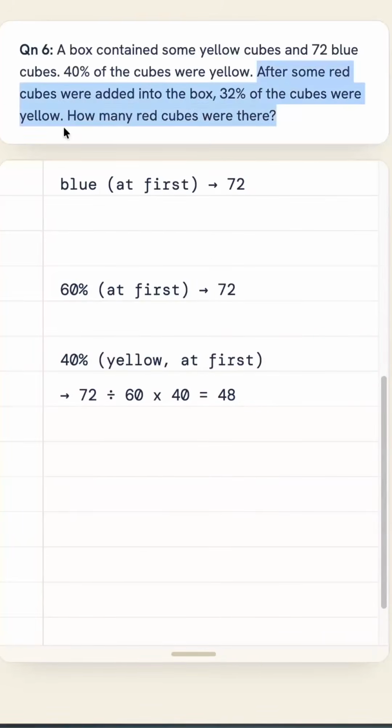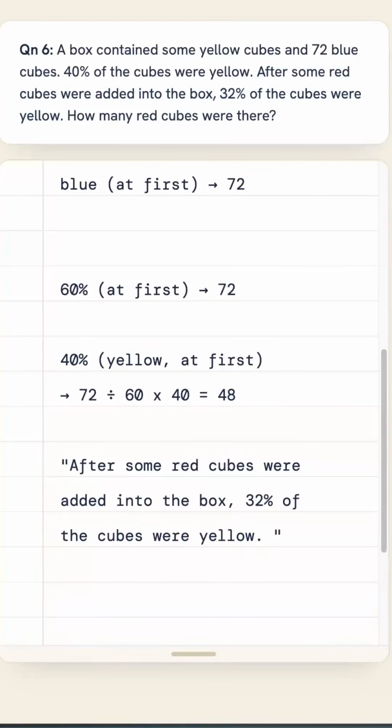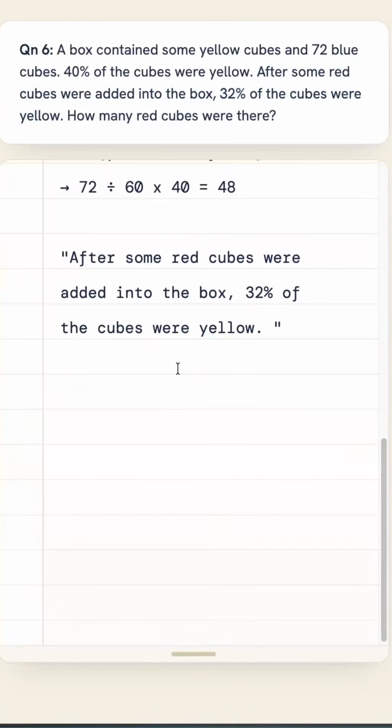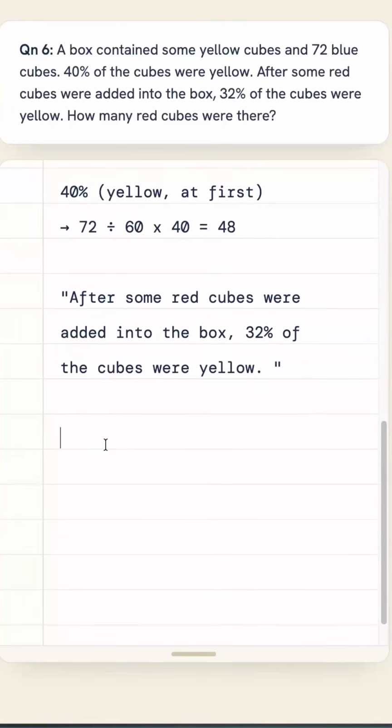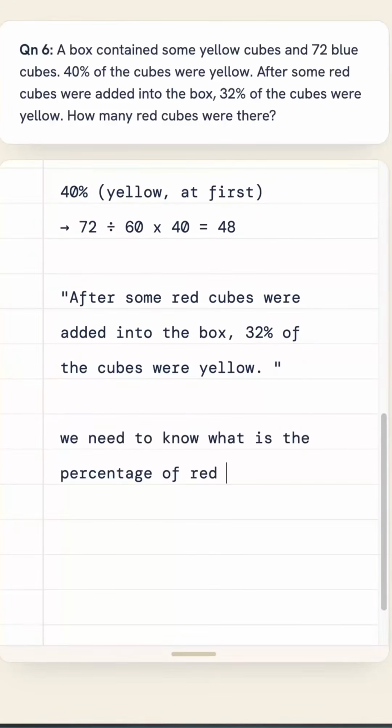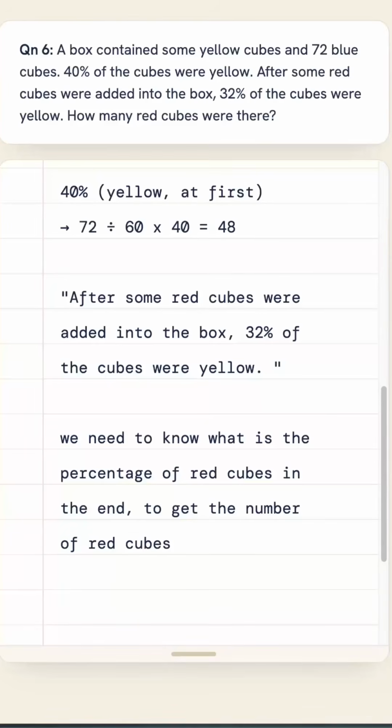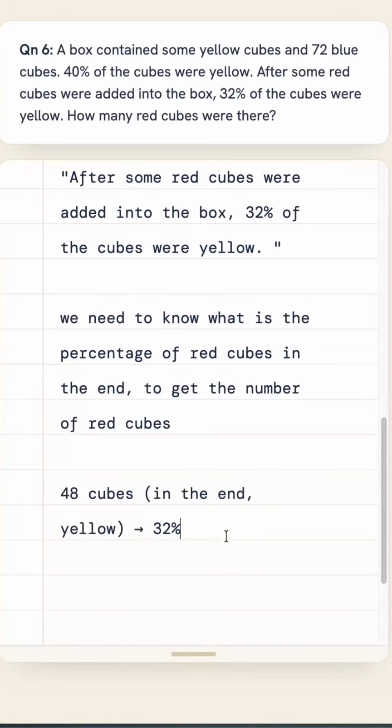Then on the next statement, after some cubes were added into the box, 32% of cubes were yellow. So from there, we actually need to know the percentage of red cubes in the end to get the number of red cubes. So from this statement, we know that 48 cubes, which is yellow, is equal to 32% in the end.